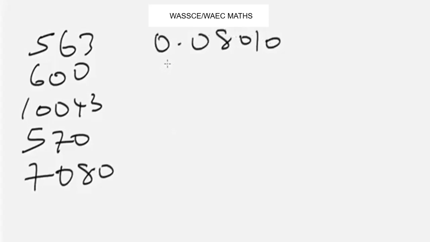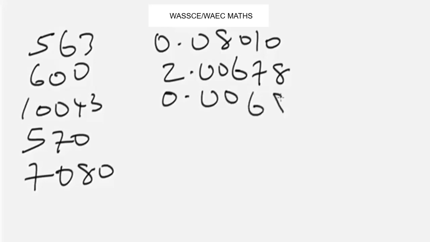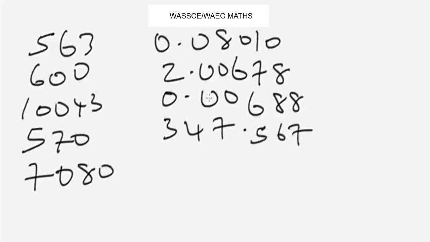0.08010, and we are given, let's say, 2.00678, we are given 0.00688, and we are given lastly 347.567. Now, what I simply want you to tell me in these practice questions is how many significant figures we have in each of these examples. So feel free to pause this video and see if you can figure it out, but we're going to do it together here before we end the class. Okay, let's do it together. Now let's begin with this one.